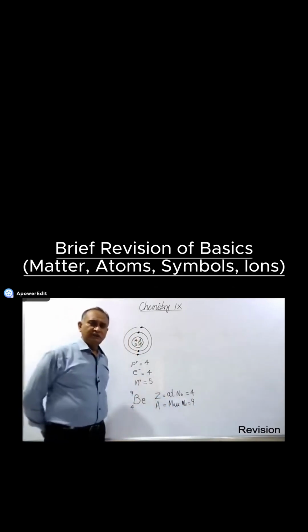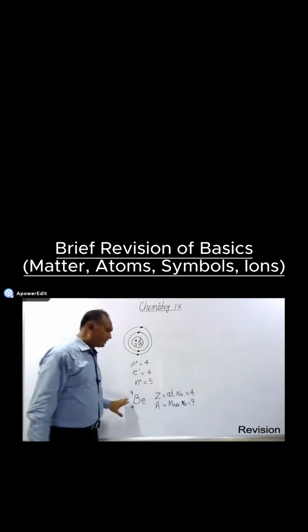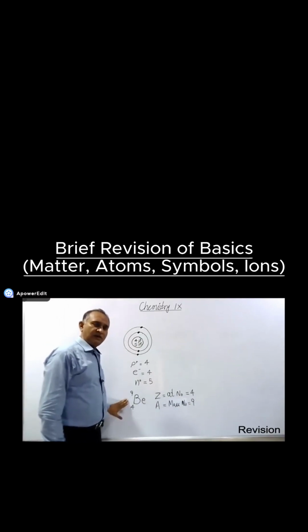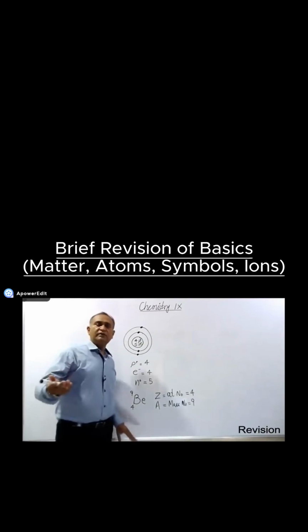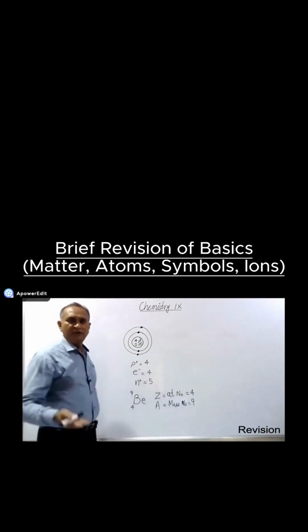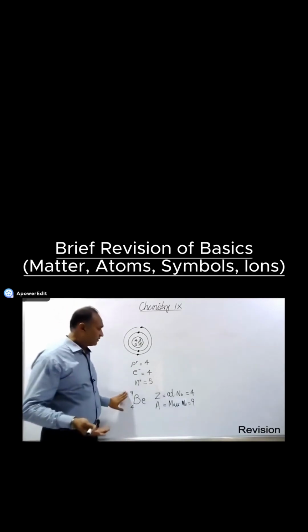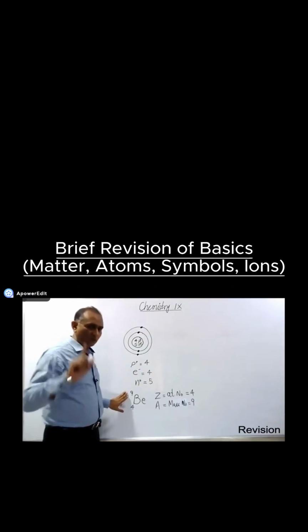So this is general. When you see a symbol with 2 numbers written, then the smaller number always represents what? It always represents the atomic number. And the bigger number represents what? The mass number. One thing.